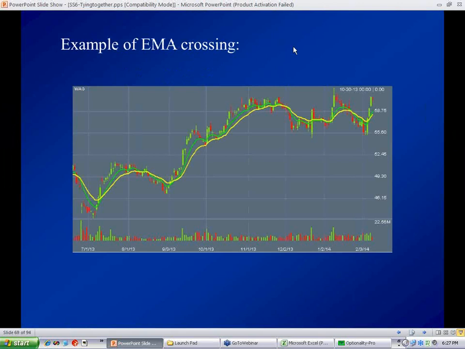Here's an example of EMA crossing. Now, this happens to be an 8 EMA against a 15 EMA. I discovered that that is one of the best combinations just by trial and error and backtesting. Now, here's what's so interesting about this particular stock. Look how well it tracks with that cross.